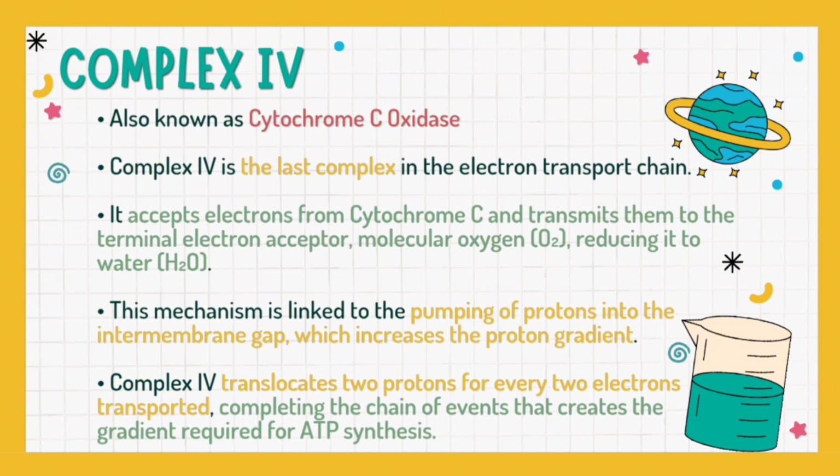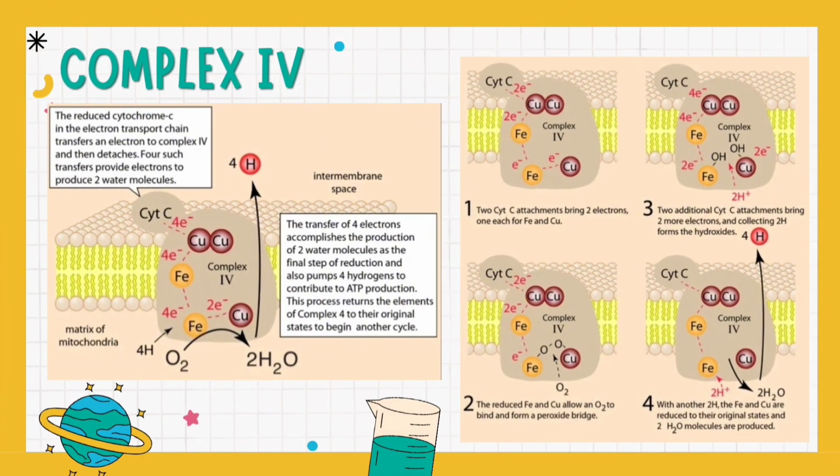completing the chain of events that creates the gradient required for ATP synthesis. In complex 4, electrons are transferred from cytochrome C to oxygen, the final electron acceptor, through a series of redox reactions involving cytochromes and copper centers. This process drives the pumping of additional protons into the intermembrane space and results in the formation of water, further contributing to the proton gradient used for ATP synthesis.